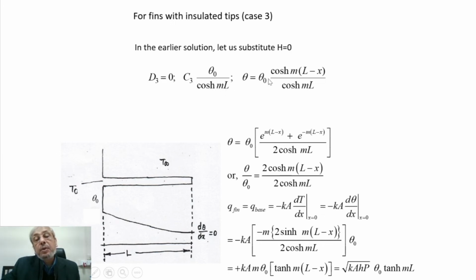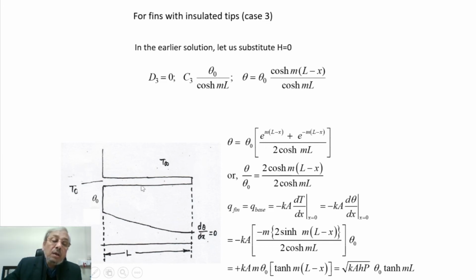which will give C3 equal to theta by cos hyperbolic mL, which will in turn produce theta equal to theta naught. C3 is theta naught by cos hyperbolic mL. So theta equals theta naught into cos hyperbolic m(L minus x) divided by cos hyperbolic mL. This is typically the fin where heat transfer from the end can be neglected.